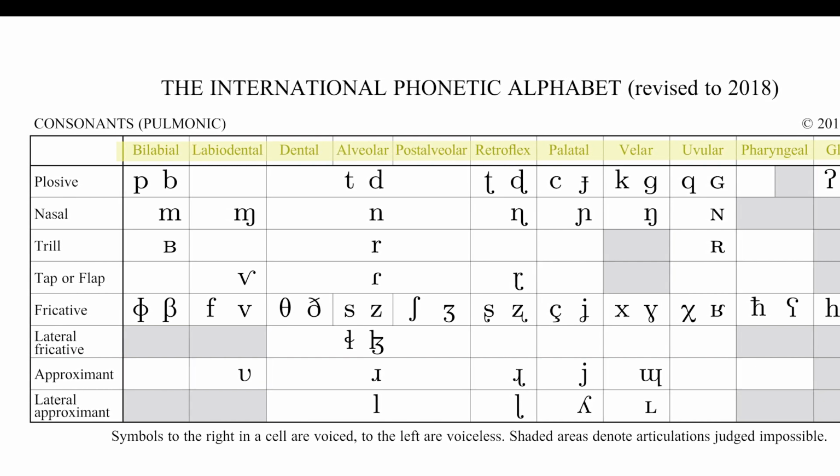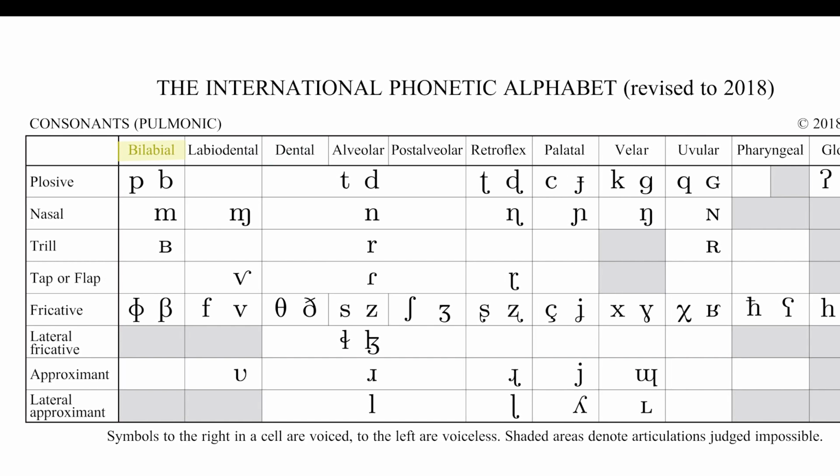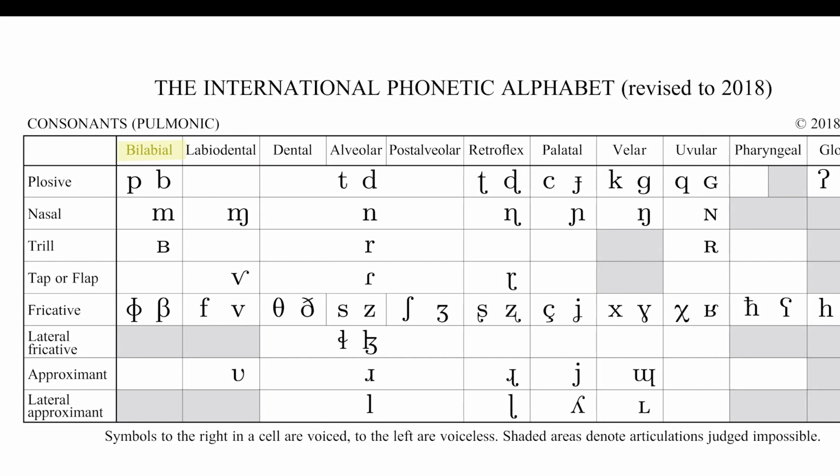For example, the leftmost column is called bilabial. So that column contains all the bilabial consonants. Bilabial literally means two lips. So this requires touching at the very front of your mouth. Some consonants in the bilabial column include b, p, m, and my favorite one, the br.